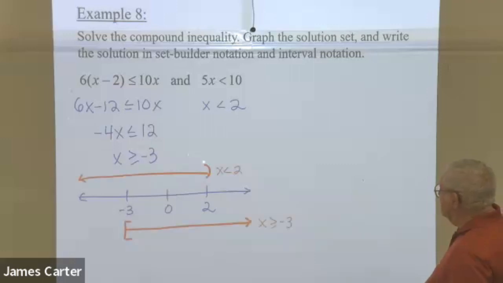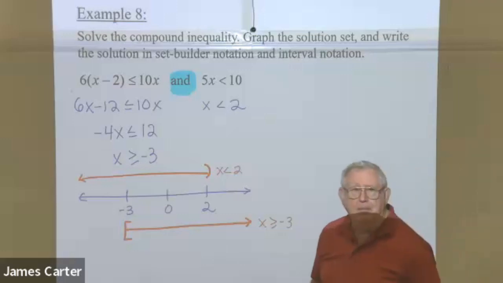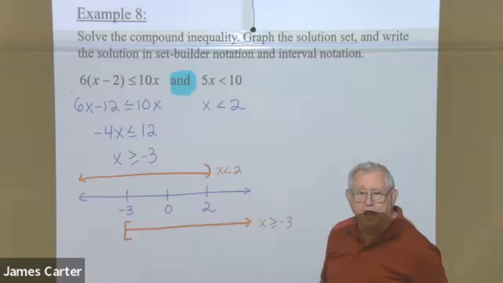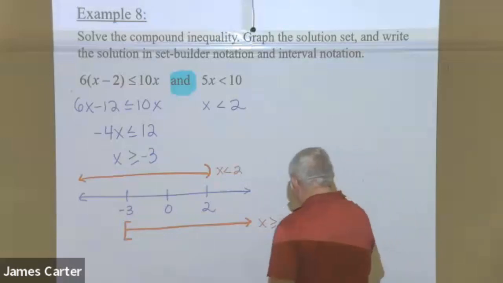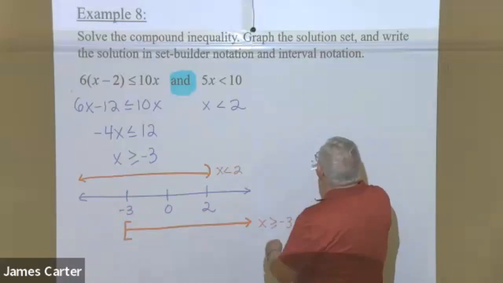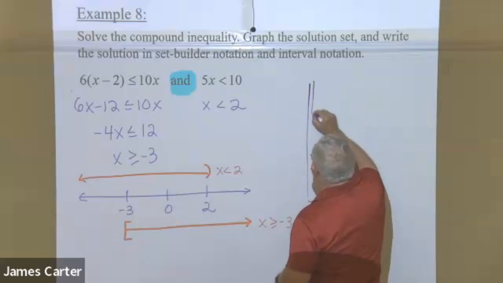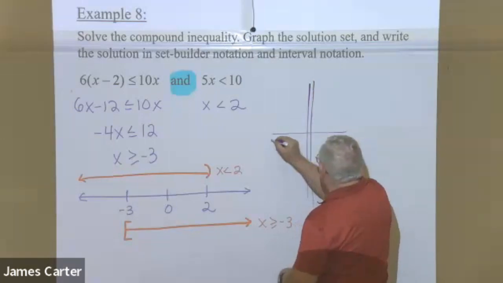In this case, here is our x is less than 2, everything this way. Here, inclusive, everything this way. So what that means is, since this is an and statement, you have those items shared in common. An analogy to this would be a set of cross streets.